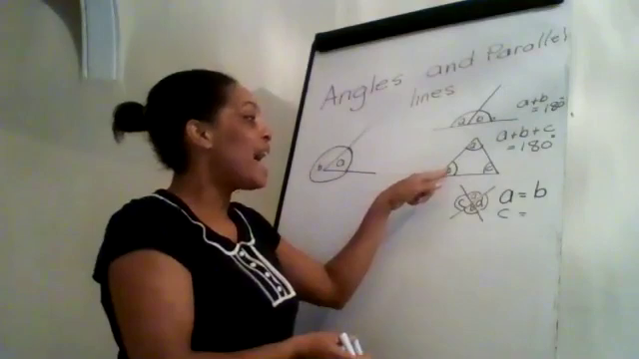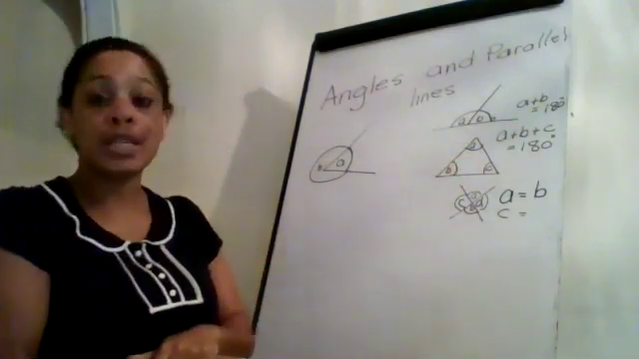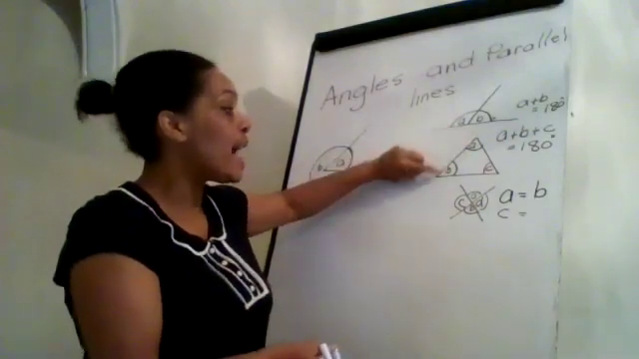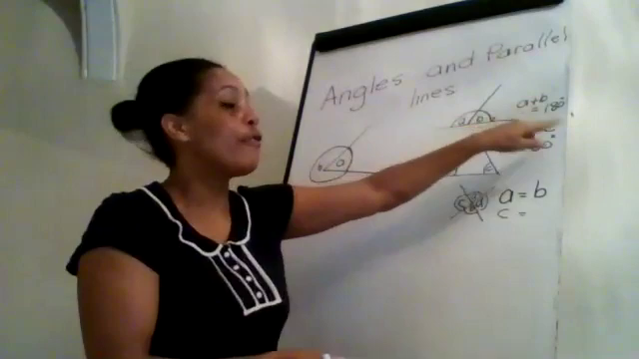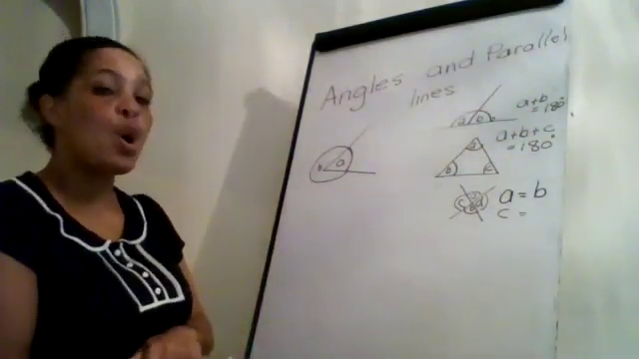Also, that angles in a triangle add up to 180 degrees. So this is angle A, angle B, angle C. If we add all of them together, we will get 180 degrees.